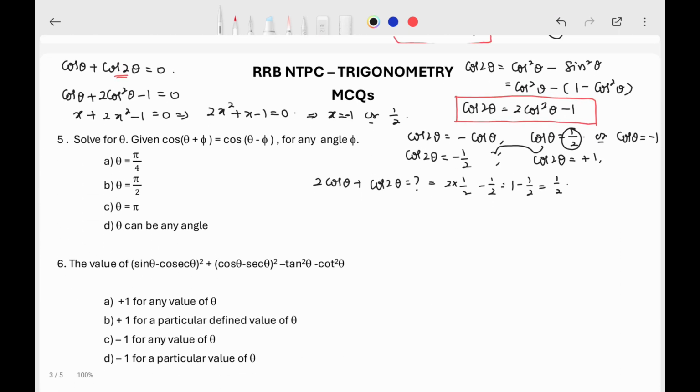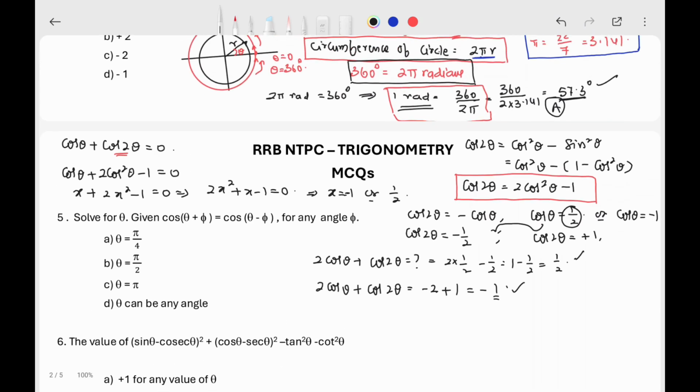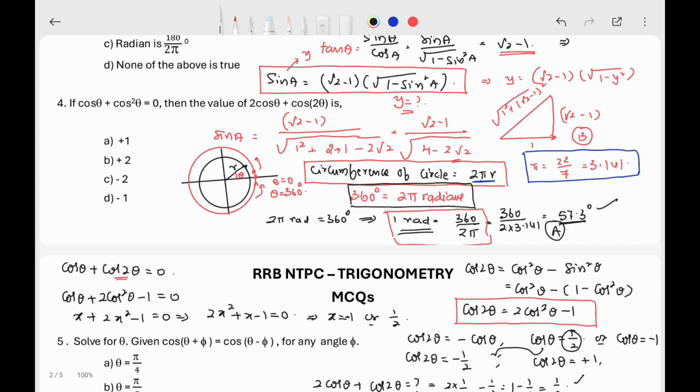Then we will go for 2 cos theta plus cos 2 theta. We will take cos theta as minus 1. That means 2 into minus 1 is minus 2 plus cos 2 theta is equal to plus 1. That is equal to minus 1. That means either you get this answer or you get this answer. And from the alternatives, you have to choose the given alternative. Hence, the answer is D.